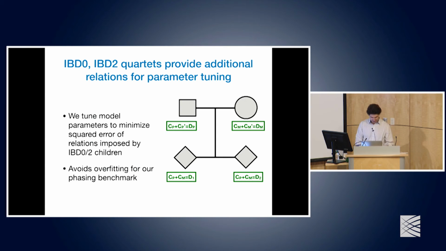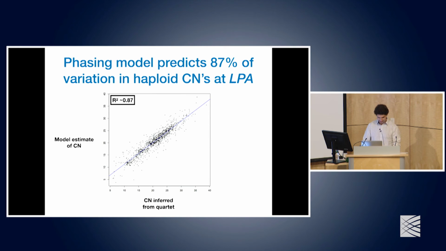Right, avoids overfitting. Okay, so how did we do? Well, we performed that benchmark. We phased the parents, and we compared to the IBD1 gold standard. And this is what we got at LPA. Our benchmark indicates that our phasing algorithm predicts 87% of the variation of haploid copy numbers at the LPA VNTR. Here I've plotted the copy number inferred from the IBD1 quartet versus our phasing model's estimate of that same copy number.